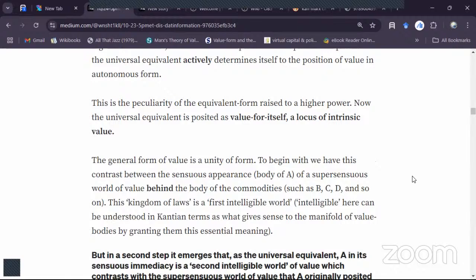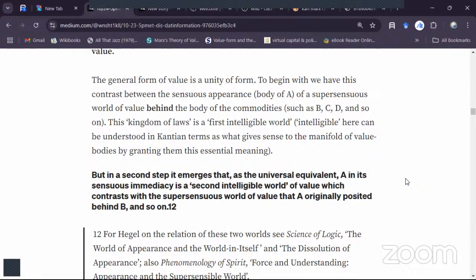The general form of value is a unity of form. To begin with, we have this contrast between the sensuous appearance, the body of A, and a supersensuous world of value behind the body of the commodities such as B, C, and D, etc. This kingdom of laws is a first intelligible world. Intelligible here can be understood in Kantian terms as what gives sense to the manifold of valued bodies by granting them this essential meaning. There's a hierarchy, but in a second step, it emerges that the universal equivalent, A, in its sensuous immediacy, is a second intelligible world of value, which contrasts with the supersensuous world of value that A originally posited behind B, and so on. Okay. One example of this could be the self-driving option.